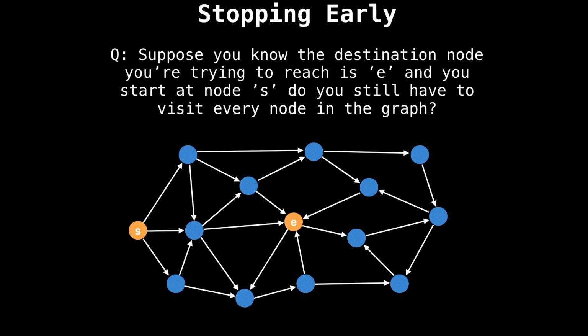Now I want to talk about a few optimizations we can use to make Dijkstra's algorithm more efficient. Sometimes we know the index of our destination node and don't necessarily need to know the optimal distance to every node in the graph, just that one particular node. So the question is, do we still have to visit every node in the graph just to figure out the distance of that one particular node we want to get to?